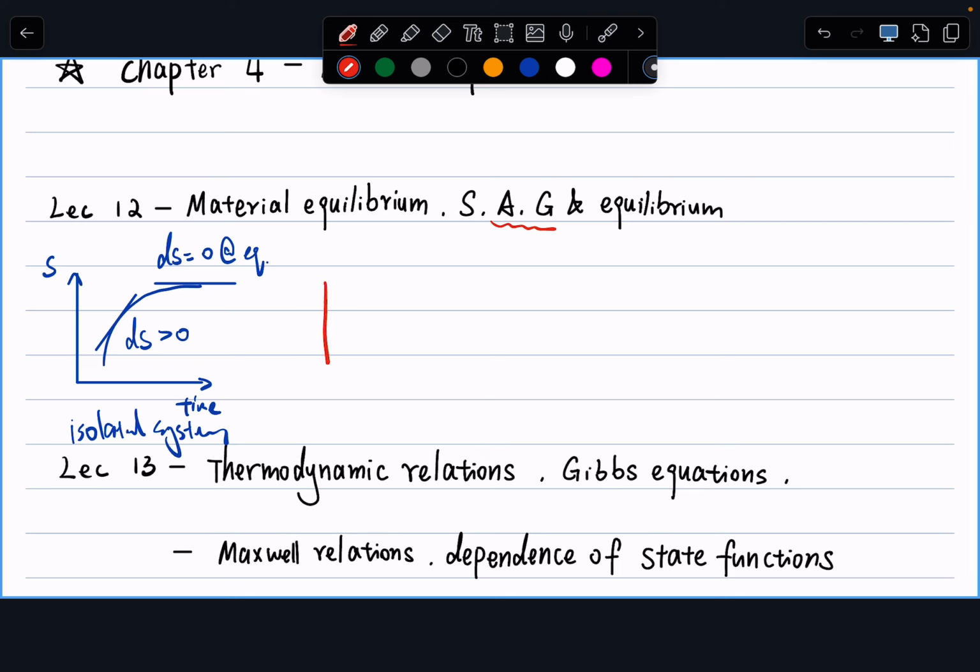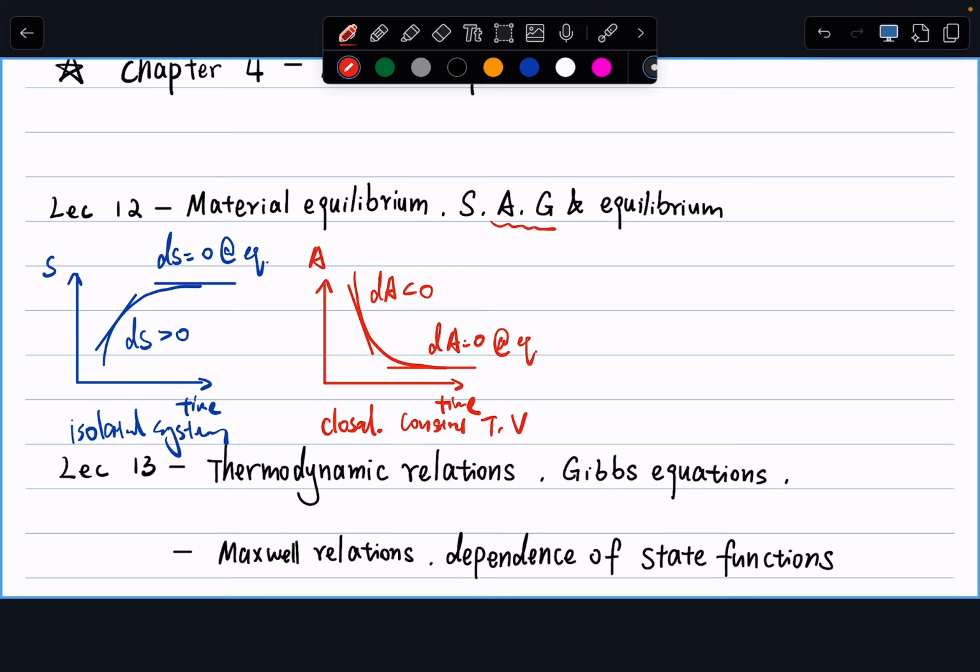So for A, we are talking about if we plot A as a function of time, note that for A, we're looking at a closed system, constant temperature and volume. Right, so for A, what we derived is that the overall Helmholtz energy will be a going down process, meaning that prior to equilibrium, my dA will be negative, so it keeps decreasing. And at equilibrium, dA will be 0.